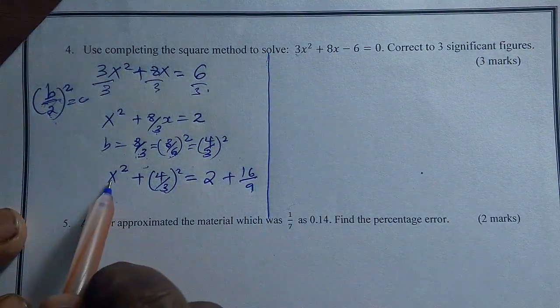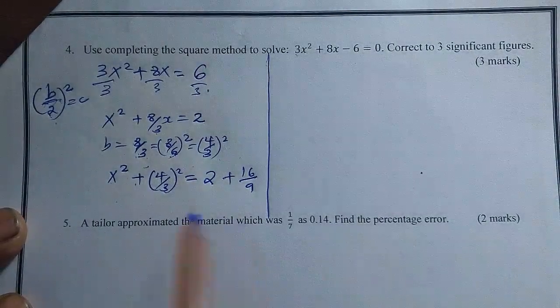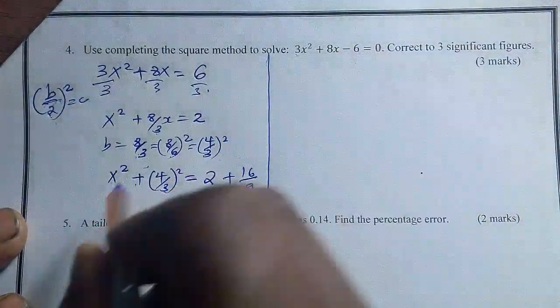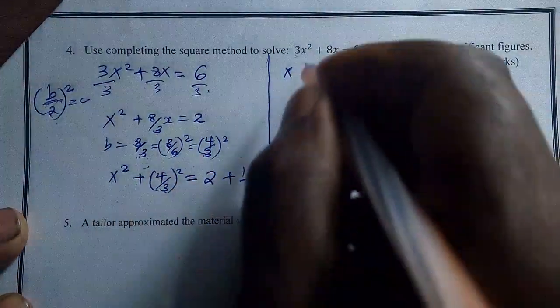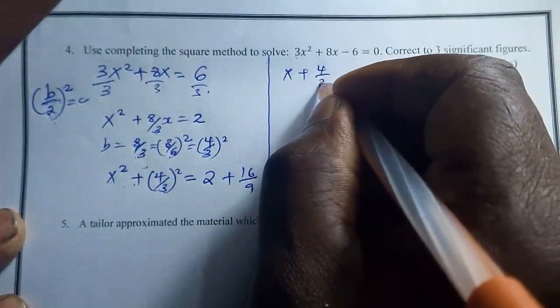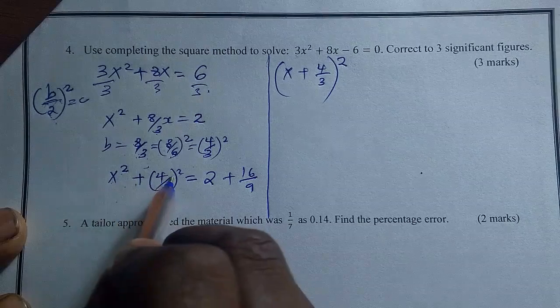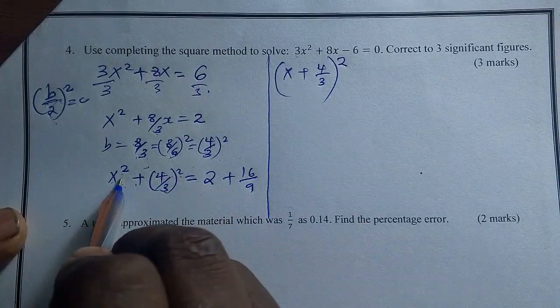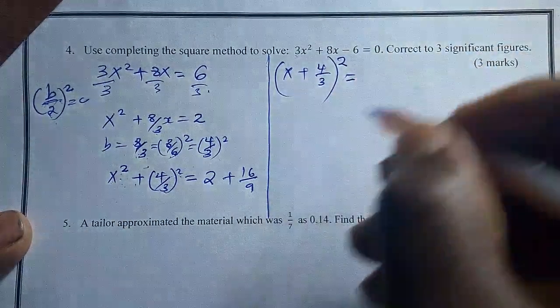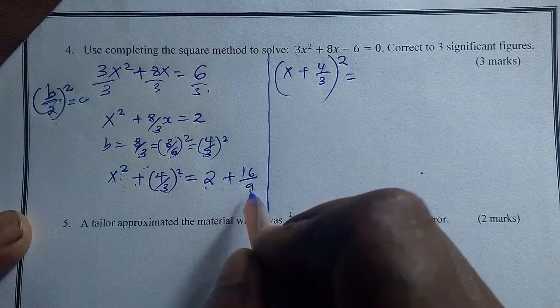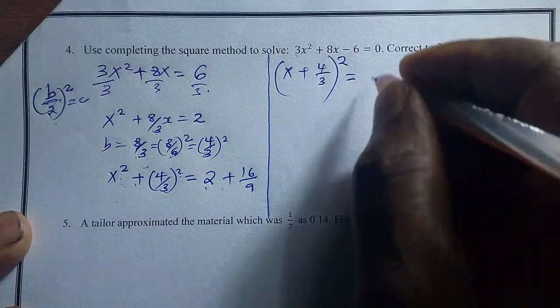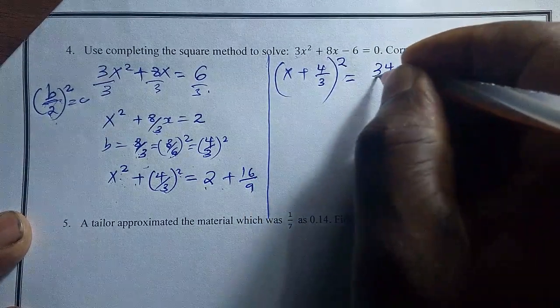Let's combine this and this. Both of them have a square, so we can take x plus 4 over 3 and put a square here, because each of them has got a square. The square is the common factor here, which is equal to 2 plus 16 over 9. Use your calculator, you will get 34 over 9.